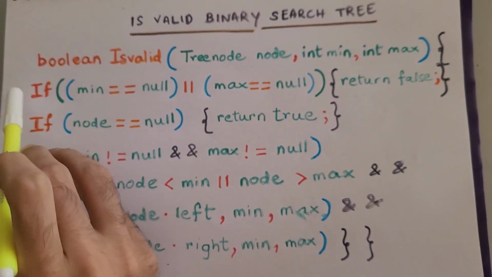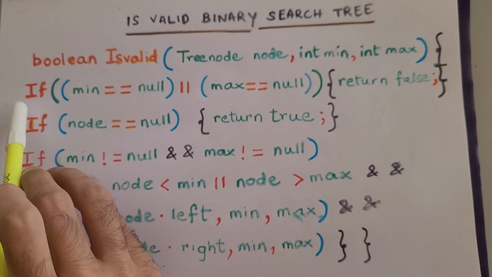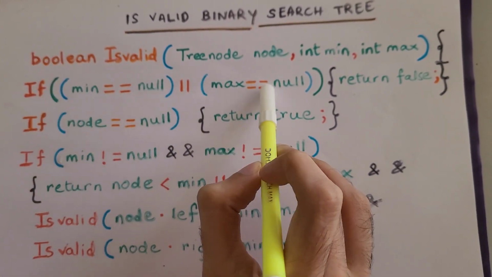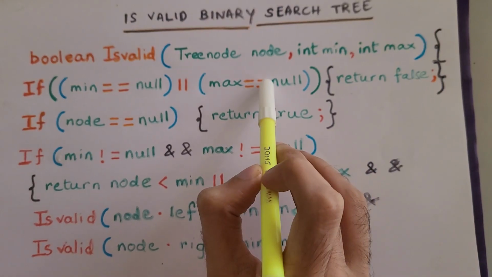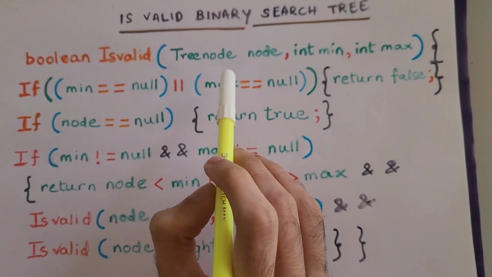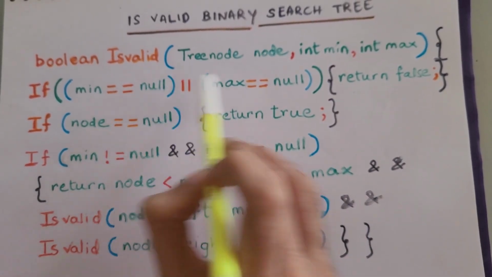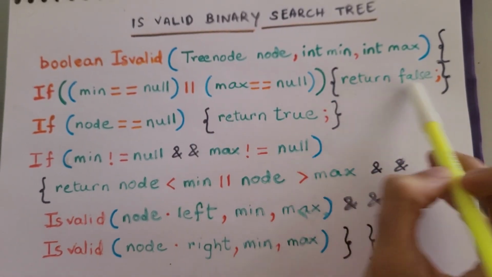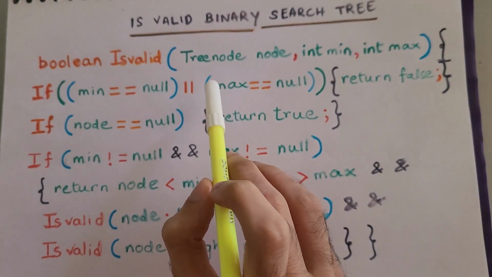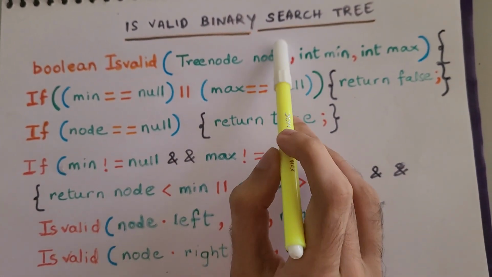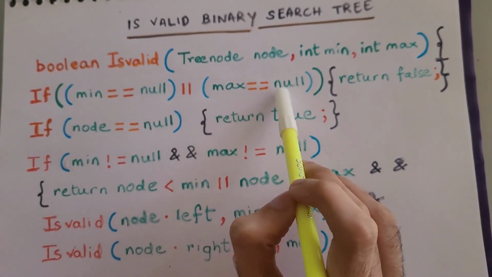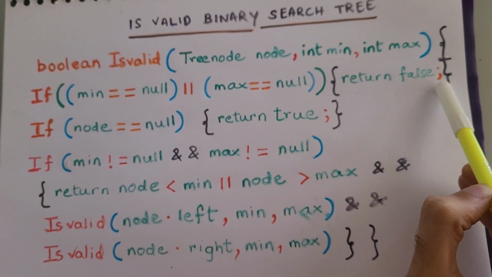So the first line of code suggests that for invalid inputs, that means if min and max are null, that means we cannot compare the value of any node of the binary search tree to any value. Hence, we would return false as there is no value of the binary search tree node to make comparisons with. That's why we are returning false.